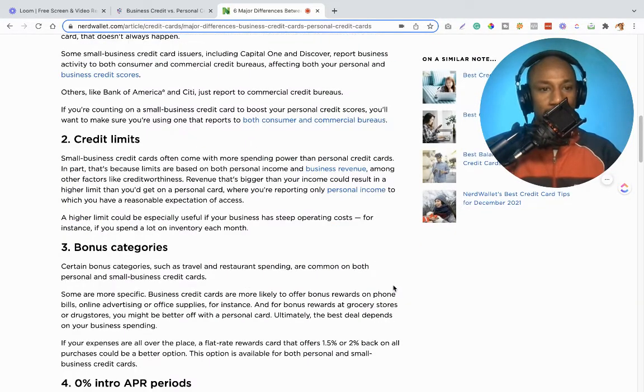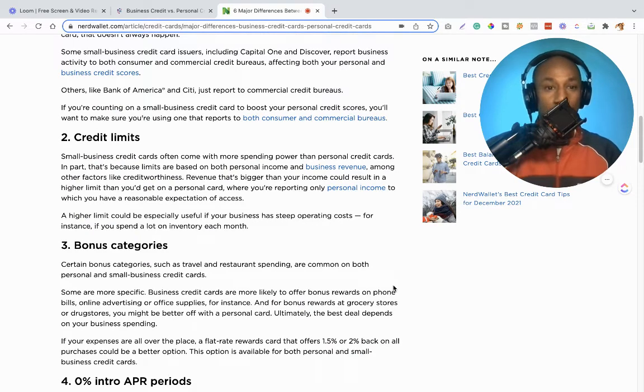Number two on this list is credit limits. Small business credit cards often come with more spending power than personal credit cards. In part, that's because limits are based on both personal income and business revenue, among other factors like creditworthiness. Revenue that's bigger than your income could result in a higher limit than you'd get on a personal card, where you're reporting only personal income to which you have a reasonable expectation of access.